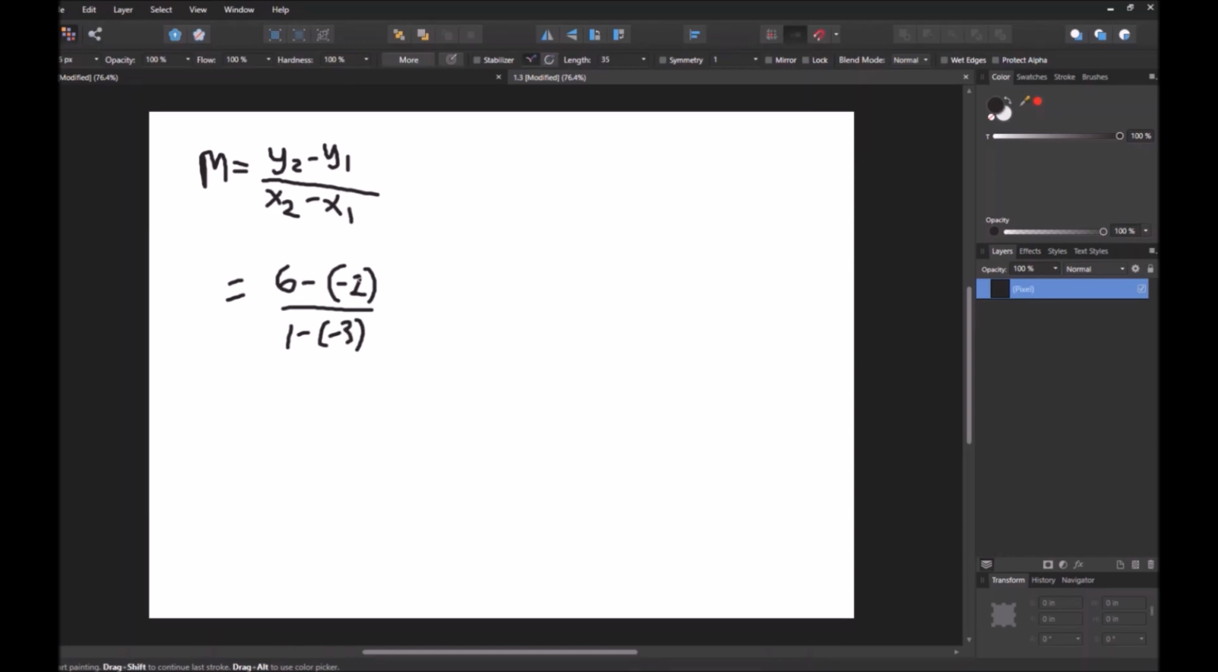And if you have a minus a negative number, it's like addition basically, so we can change this into a plus and this into a plus, and we will get essentially a rewritten thing that says 6 plus 2 over 1 plus 3. So 6 plus 2 is 8, and 1 plus 3 is 4. So our fraction is 8 over 4, which can be reduced to 2 if we divide both the numerator and the denominator by 4. So we get that our slope is 2.